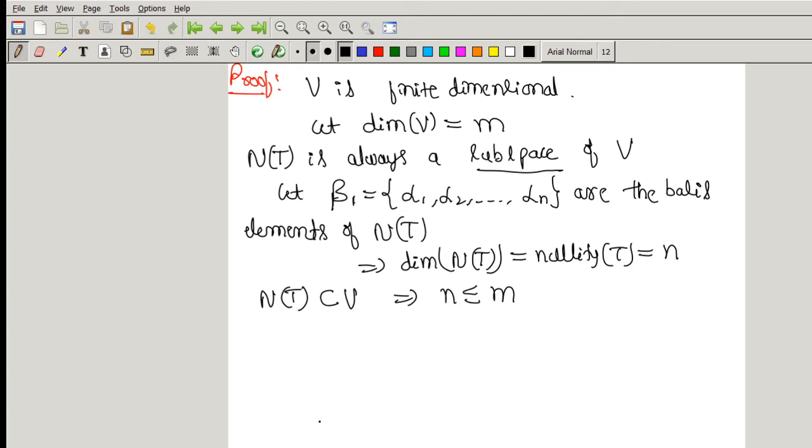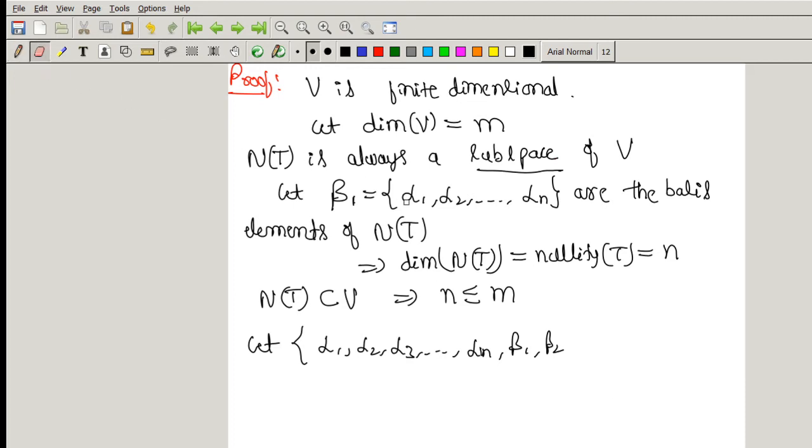So let these be the elements in the null space of T. These are the elements in V also. Let them be alpha 1, alpha 2, alpha 3, and so on up to alpha n. We can extend this to a basis of V: beta 1, beta 2. Okay, this is alpha, this is beta 1, beta 2. Don't confuse with this beta 1, beta 2.